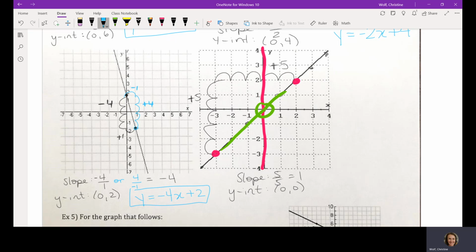So now let's write this out. We know the equation is always y equals the slope. The slope is 1 with an x tacked onto it. And then at the end is where it crosses the y-axis, at 0.